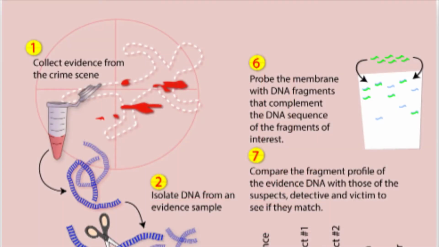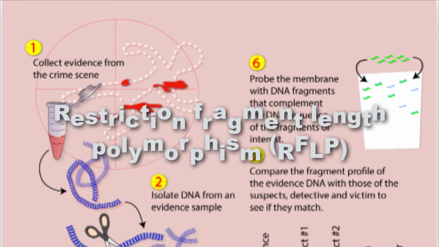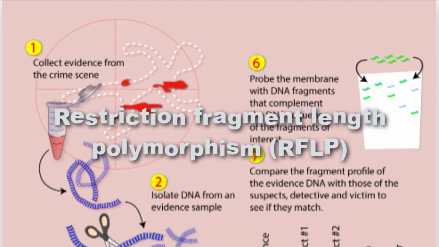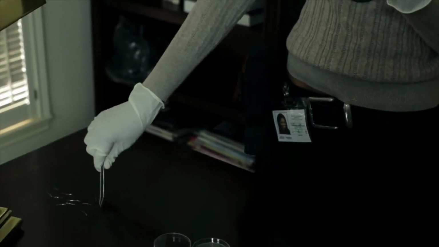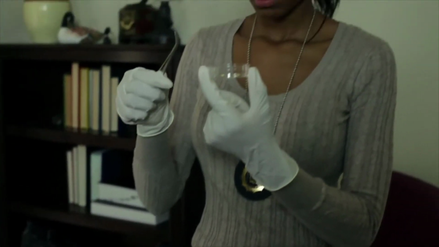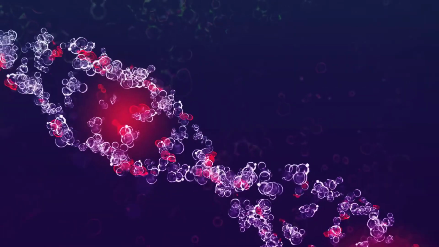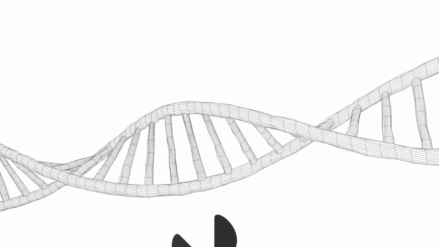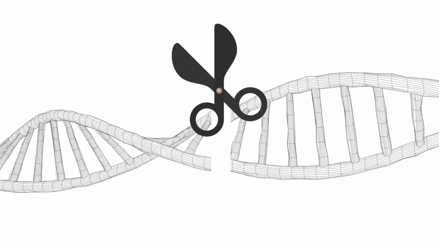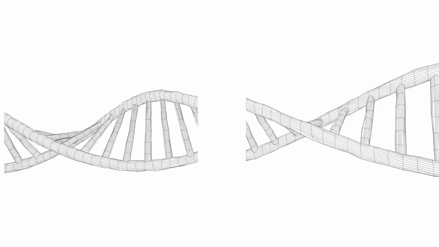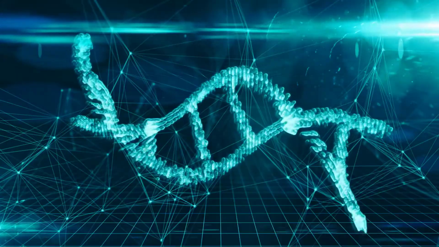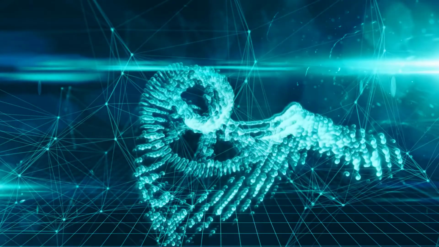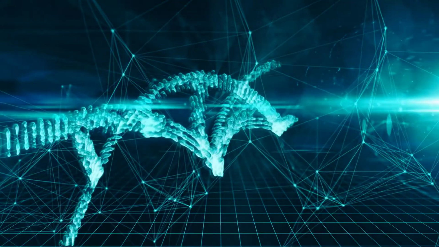Restriction fragment length polymorphisms, or RFLP, as shown here, is an older DNA profiling technique. DNA evidence is collected from the crime scene. Then, the DNA is isolated from the evidence sample. The DNA is cut into fragments using a specialized protein called restriction enzymes. For every person, the size of cut fragments is unique, except for identical twins.